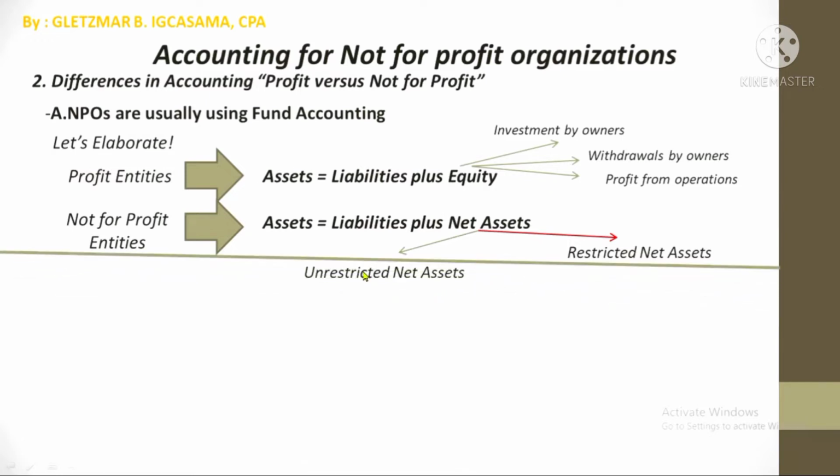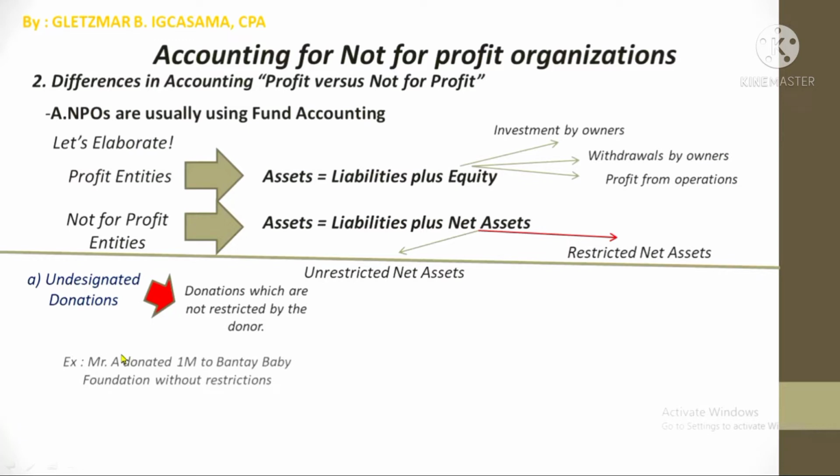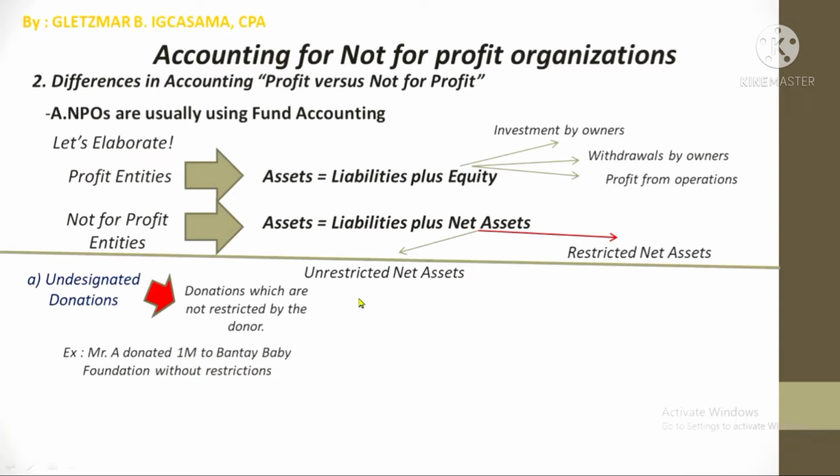Actually, unrestricted net assets is composed of many items, one of which are the undesignated donations, which are donations that are not restricted by the donor and by anyone. I have already talked about it a while ago, but anyways, we have our example here. Mr. A donated $1 million to Bantay Baby Foundation without restrictions. So that 1 million is considered to be an undesignated donation.